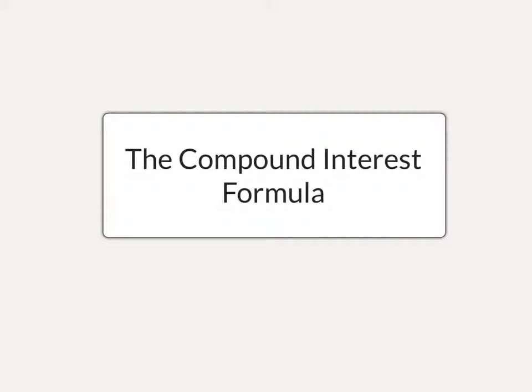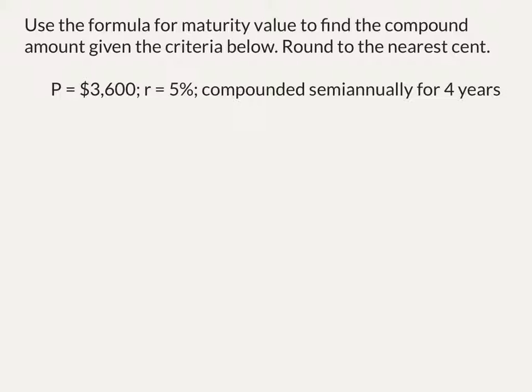The compound interest formula. Use the formula for maturity value to find the compound amount given the criteria below. Round to the nearest cent. The formula for maturity value using compounded interest is M equals P times 1 plus I to the n power.